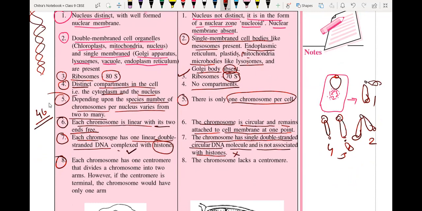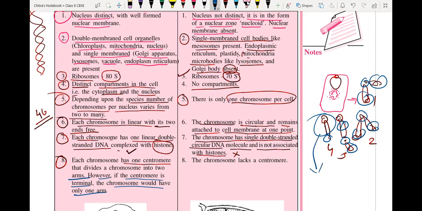Eighth difference. Each chromosome has one centromere. See, in the center here, we have the centromere. Here we have the centromere, which divides the chromosome into two arms. So this is the first arm, this is the second arm. Here we have only a single arm. However, if the centromere is terminal, then the chromosome would have only one arm.